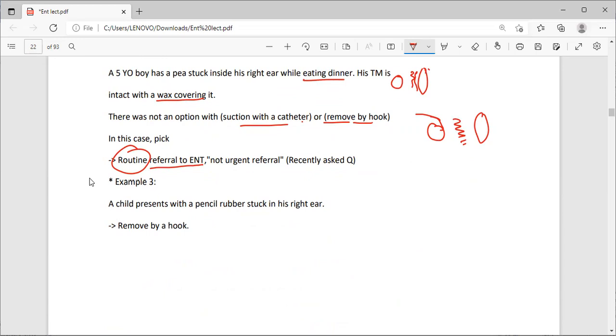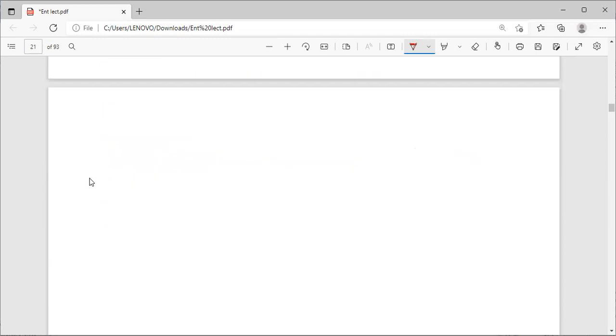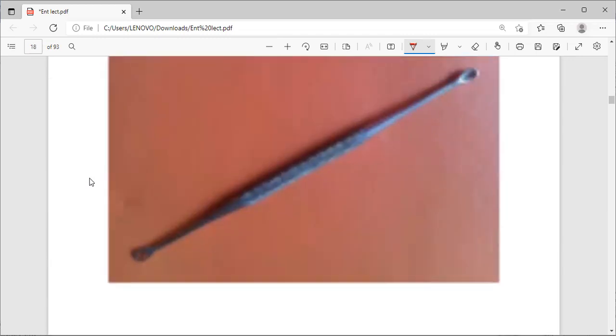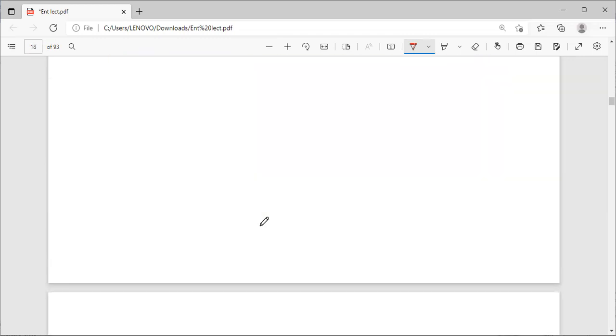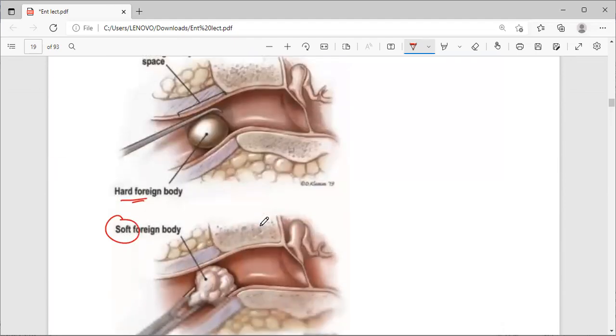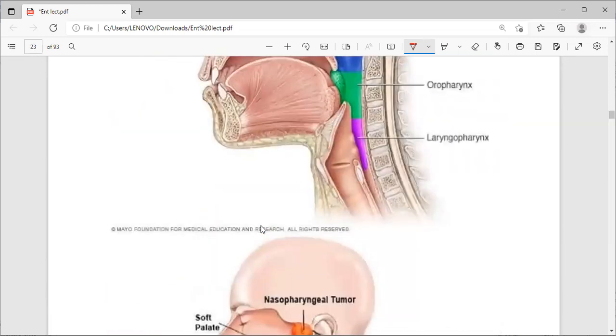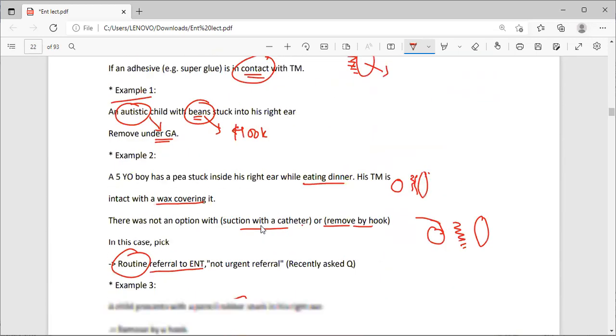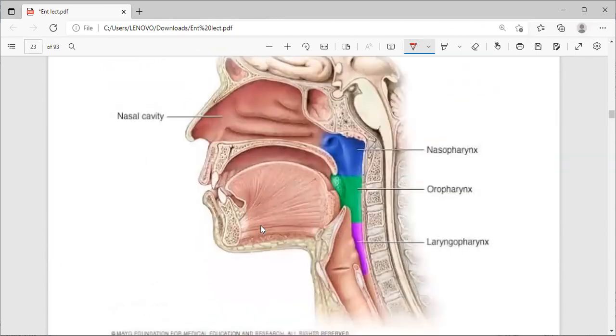Example number 3, a child presents with a pencil rubber. It is hard and spherical, so you remove it by hook, and I showed you the hook. This is the hook. How do you remove it? Like this. Here you can see they are removing it with the hook. Okay, let's move further.